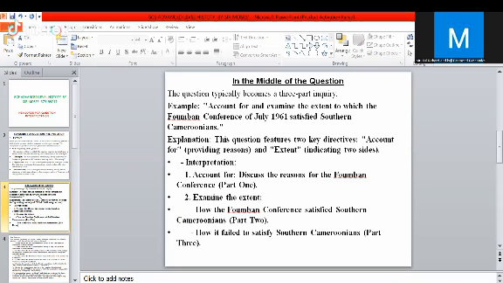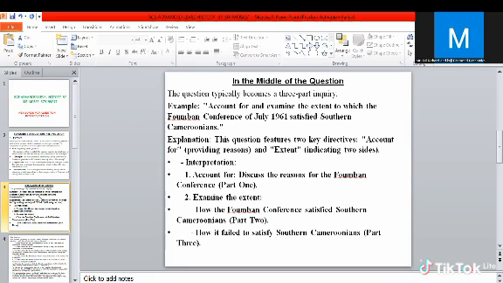Example: account for and examine the extent to which the Fumban Conference of July 1961 satisfied Southern Cameroonians. Now, we see that in this question the word "extent" is in the middle of the question. Therefore, when the word "extent" is in the middle of the question, it is obviously three-sided. Look at this one: "account for". When you have the words "account for", it means reasons. And you have the words "examine the extent". The question changes. Therefore, this question will no longer be two-sided, but a three-sided question.